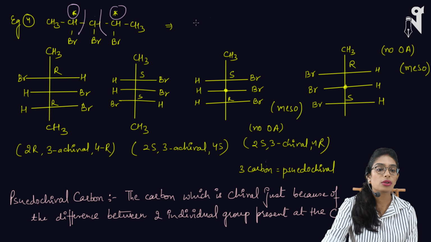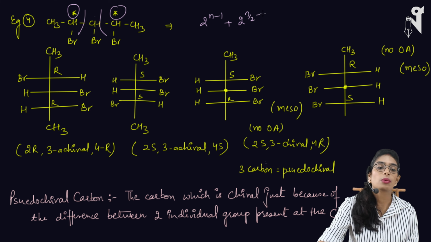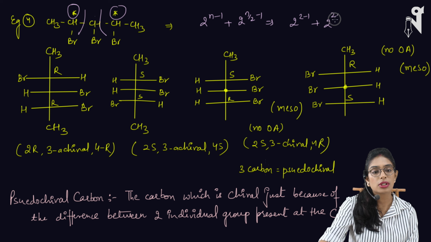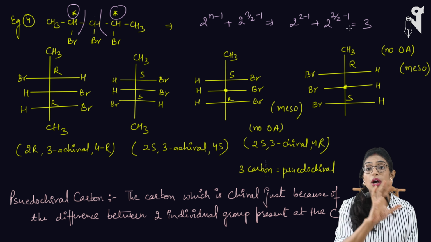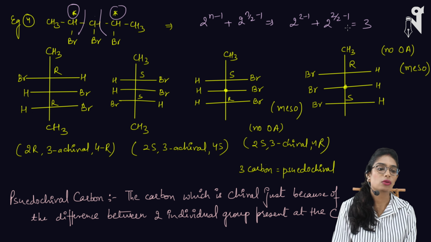So what will be the formula? 2 raised to power n minus 1 plus 2 raised to power n by 2 minus 1. So the formula will be 2 raised to power 2 minus 1 plus 2 raised to power 2 by 2 minus 1. So it comes out to be 3. Now I'll explain how exactly there are three compounds, and here you have to check, and then we will learn a very small important thing also.